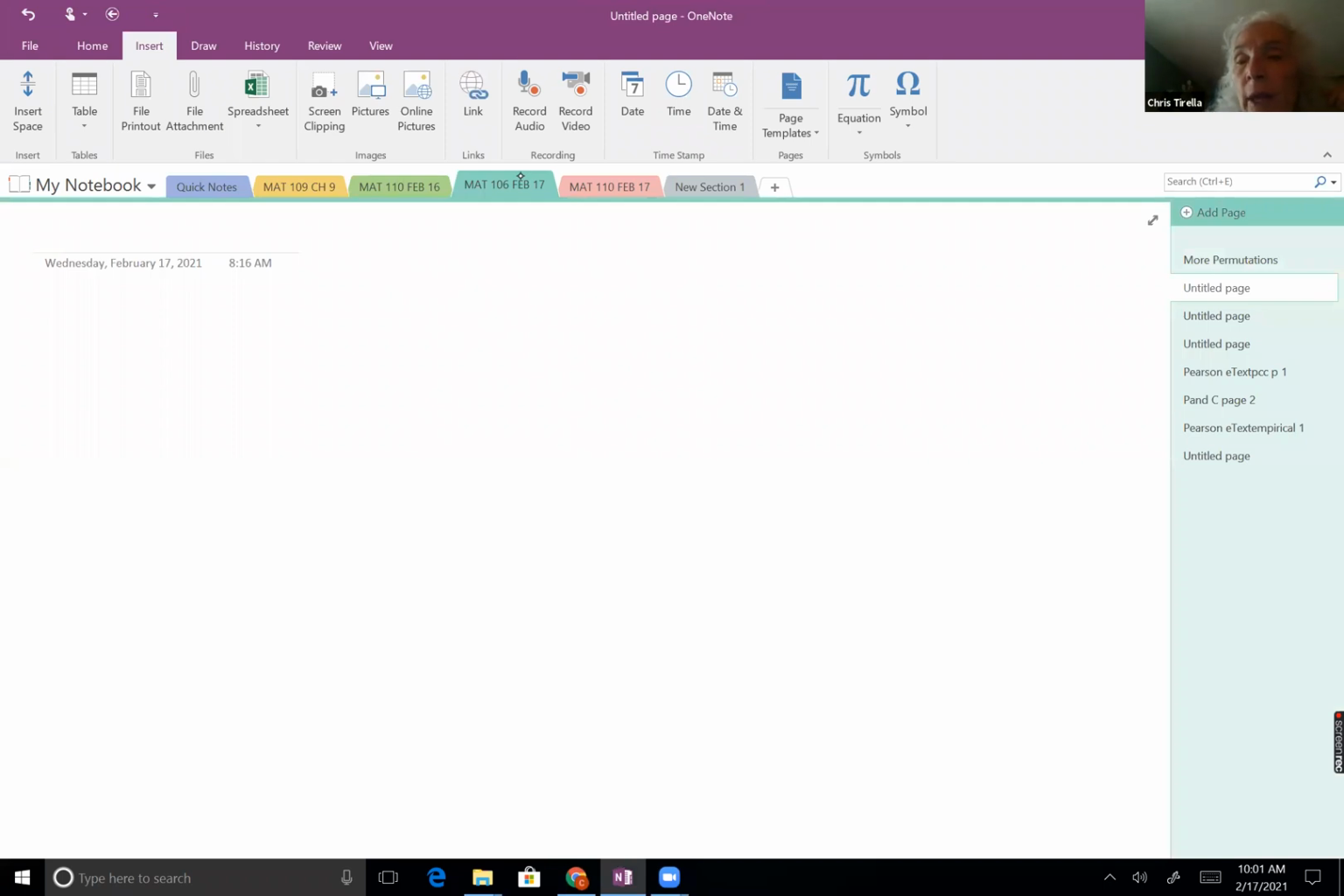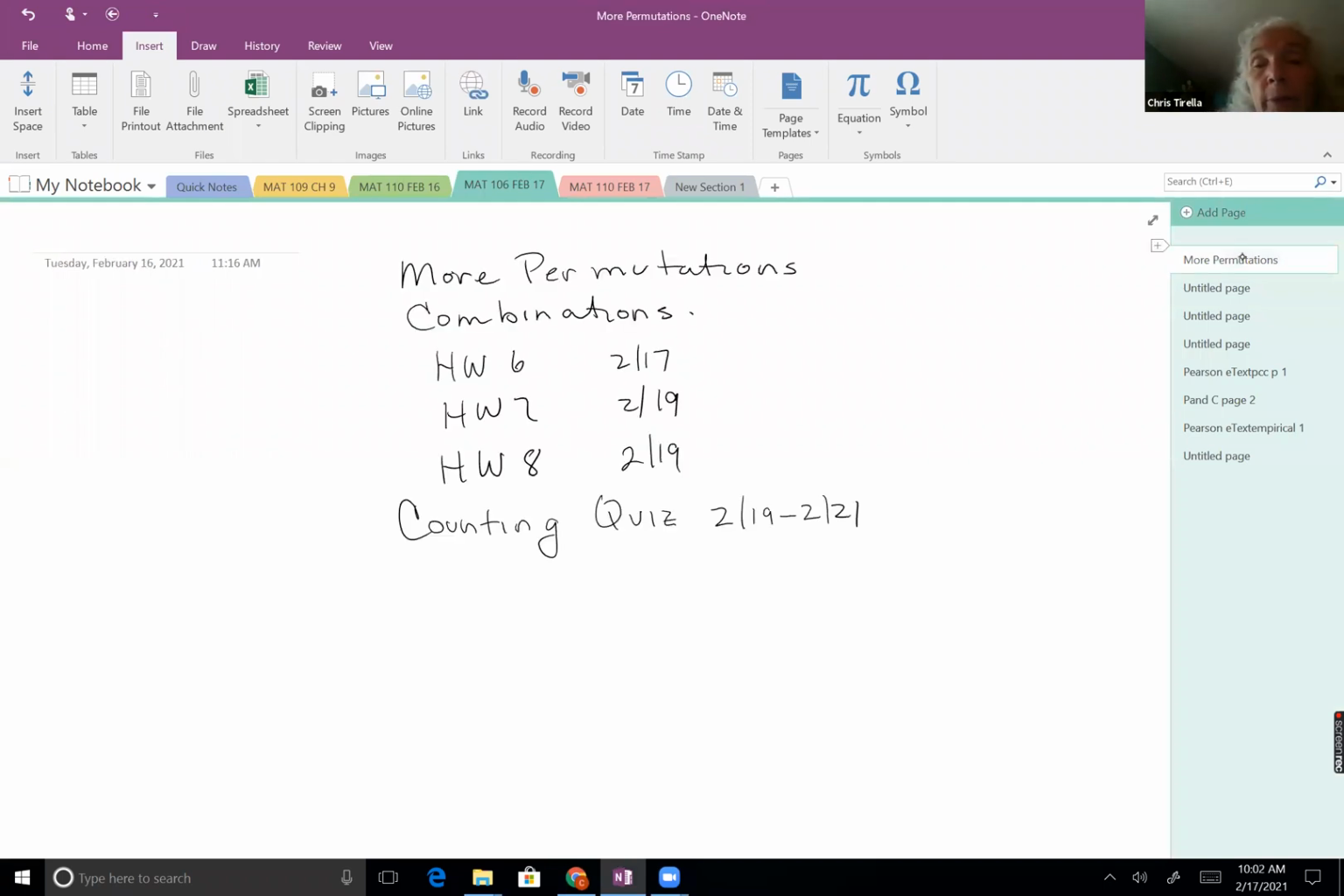And so today we're going to look more at permutations and introduce the idea of combinations. Homework 6 is due by the end of today. That's that counting principle that we did on Wednesday. Homework 7 is permutations, which we started on Friday, but we did not finish. Homework 8 is combinations. We'll see how far we get with that.